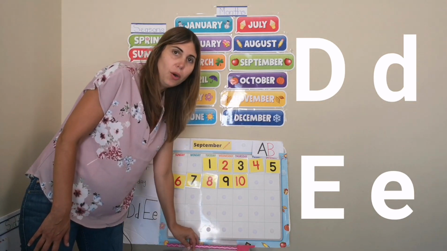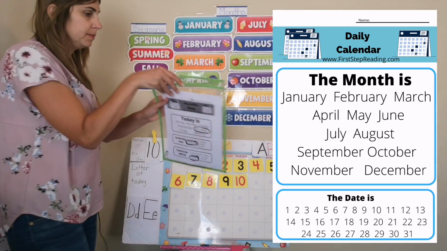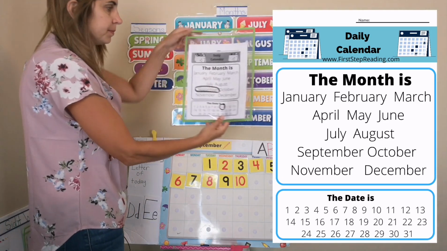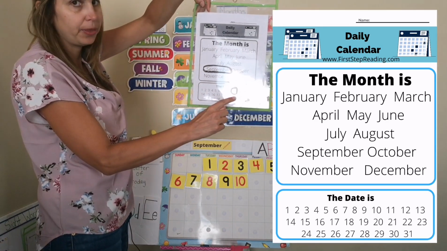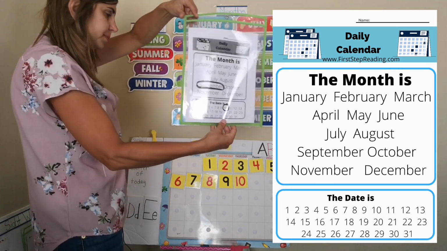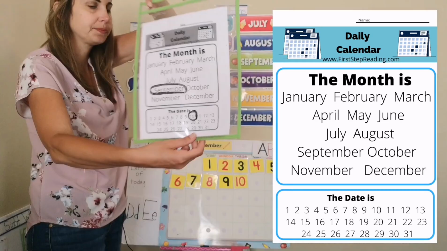If you're doing it at home, it will look like this. Oh, sorry. September 10th. That's how you would say it. You circle September and you circle 10.